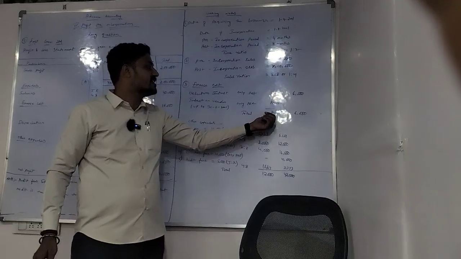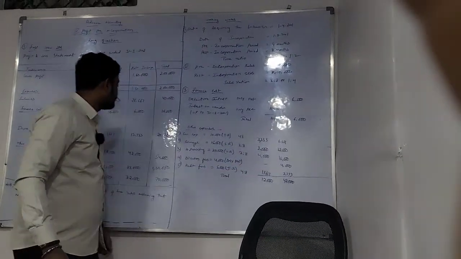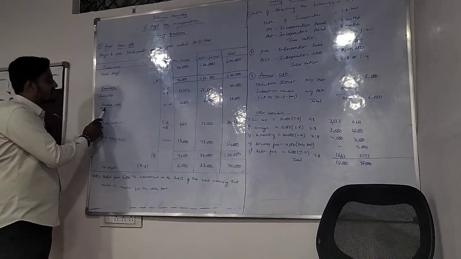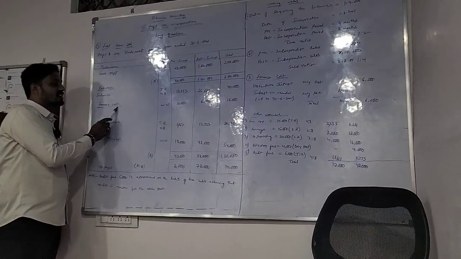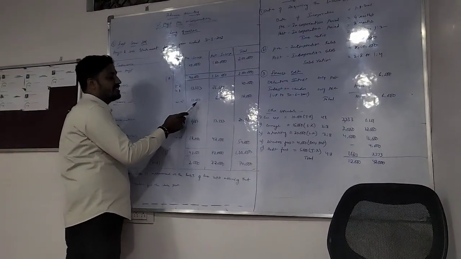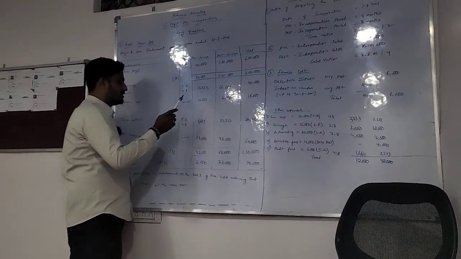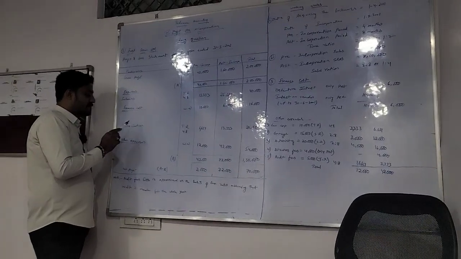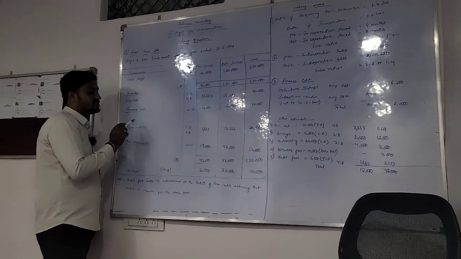So make it total as 10,000 and 6,000. This comes under the format. So financial cost under working notes is 10,000, 6,000, total 16,000. After this, depreciation. Sir, depreciation is also important.